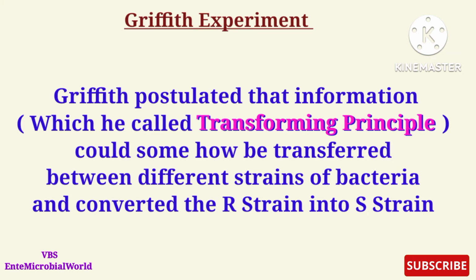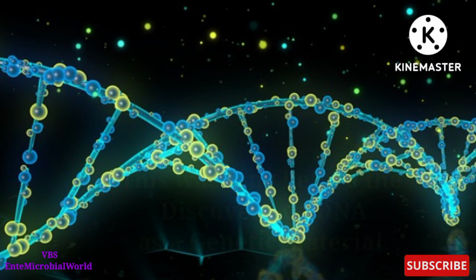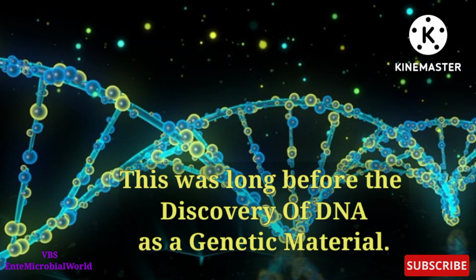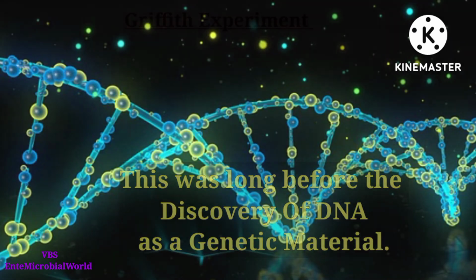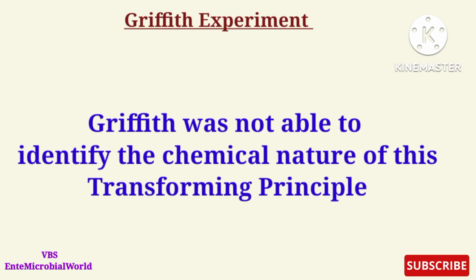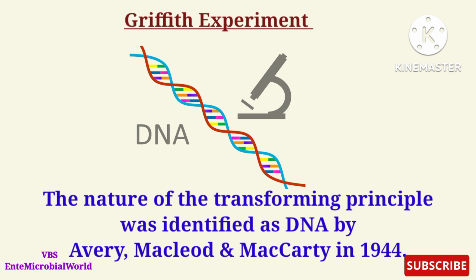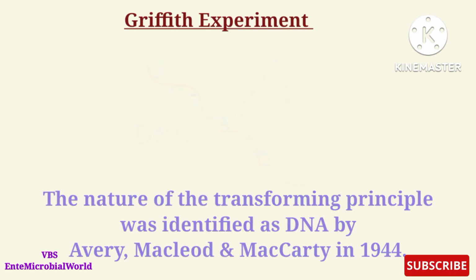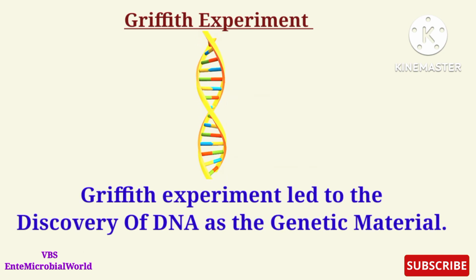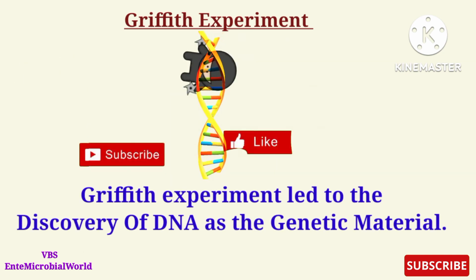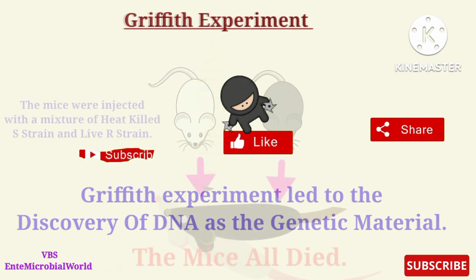We should remember one important point here, that this was long before the discovery of DNA as a genetic material. Griffith was not able to identify the chemical nature of this transforming principle. The nature of the transforming principle was identified as DNA by Avery, MacLeod and McCarty in 1944. Thus, the Griffith experiment led to the discovery of DNA as the genetic material.